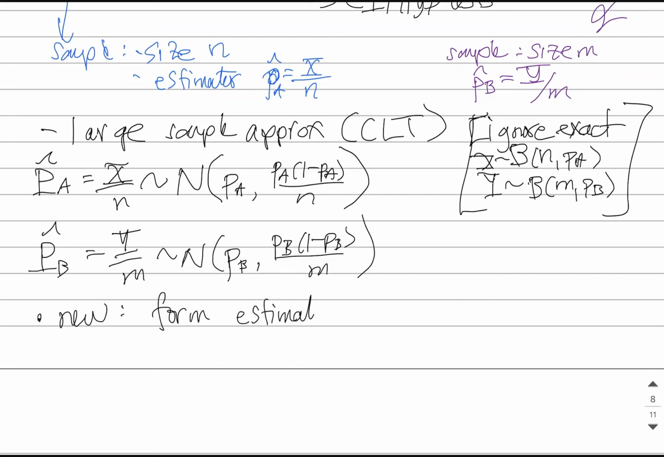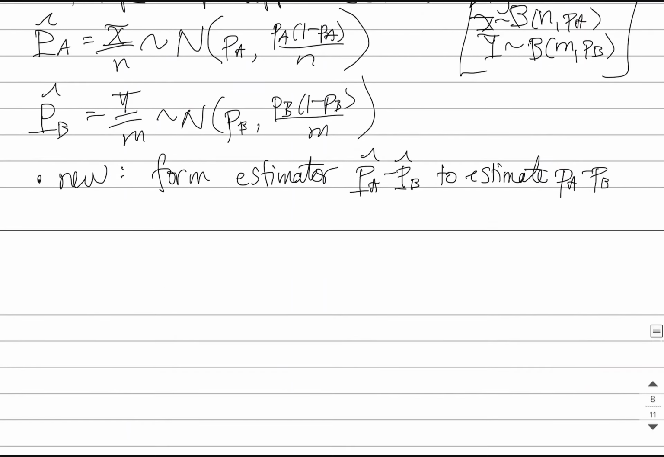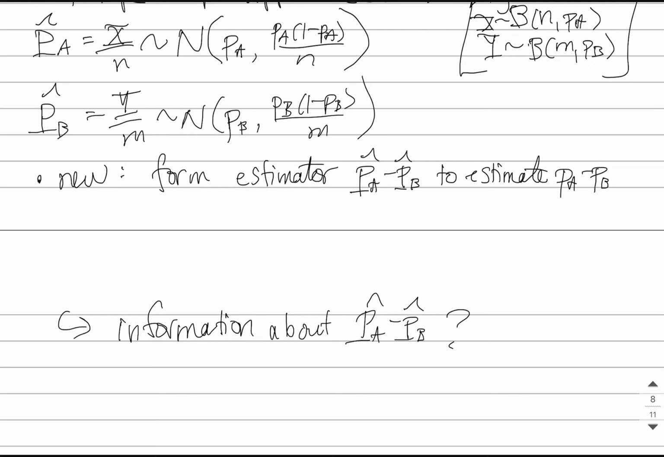But what is new is that we are going to form a new estimator. We are going to form the estimator PA hat minus PB hat to estimate the difference in these two population proportions. So as always, we need to know information about this estimator, right? What are its properties? What's its mean, etc.?